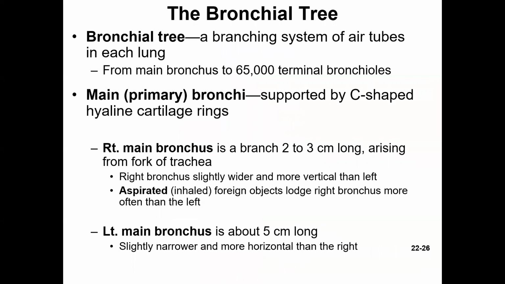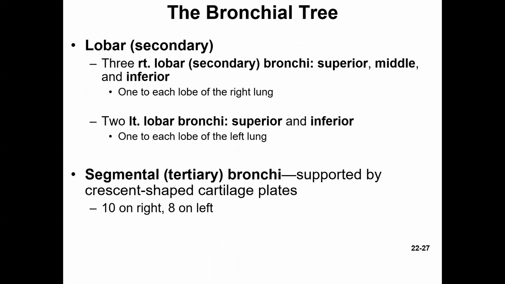Okay, so when we go into the bronchial tree, it's a branching system of air tubes in each lung, from the main bronchus to 65,000 terminal bronchioles. The main or primary bronchi are supported by C-shaped hyaline cartilage rings. The right main bronchus is a branch 2 to 3 centimeters long, rising from the fork of the trachea. The right bronchus is slightly wider and more vertical than the left, which is what I was saying before. So aspirated and inhaled foreign objects lodge in the right bronchus more often than the left. The left main bronchus is about 5 centimeters long. It's slightly narrower and more horizontal than the right.